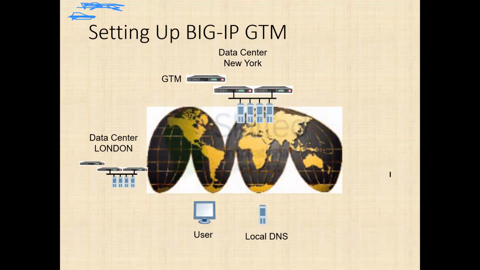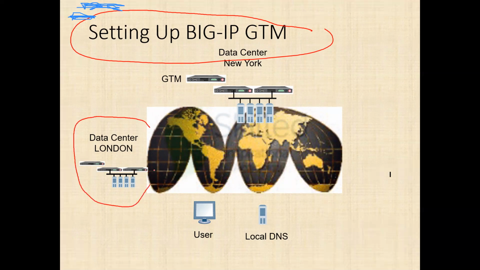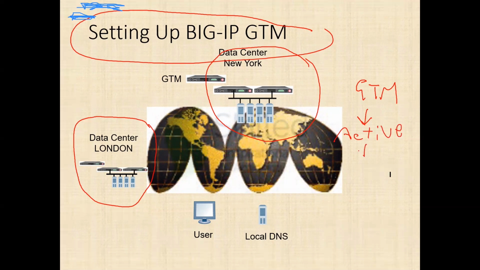So in our topology of BIG-IP GTM, we are using two data centers, one London data center and one New York data center. GTM has been deployed active-active, so that if one data center goes down, the application and DNS would still be available 24/7.